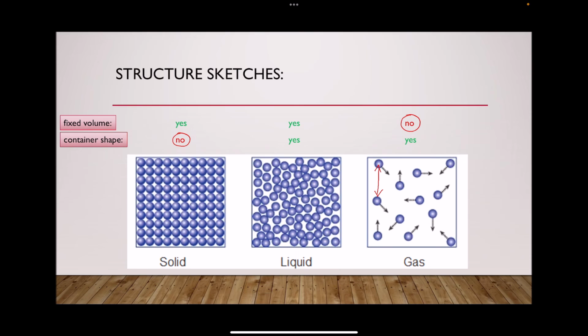And that's why, because the particles attract each other so strongly, a solid will keep its definite shape, which is independent from the type of container it is stored in.